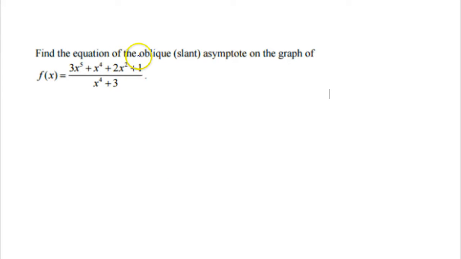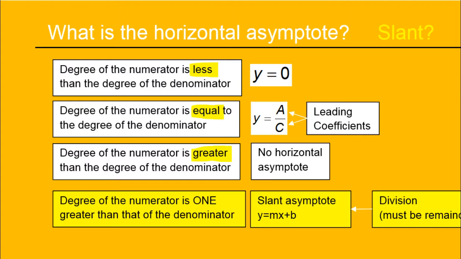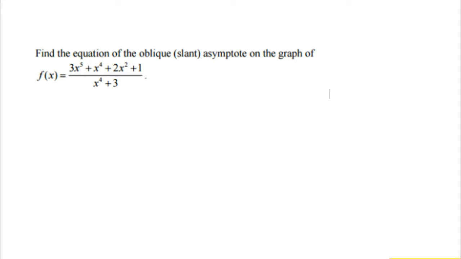Let's find the equation of the slant asymptote of the rational function that's shown right here. Now you'll remember that if the degree of the numerator is greater than the degree of the denominator, then there is no horizontal asymptote. However, if the degree of the numerator is exactly 1 more than the denominator, then there is a slant asymptote, a diagonal line that will be an asymptote. So that's what we're talking about.